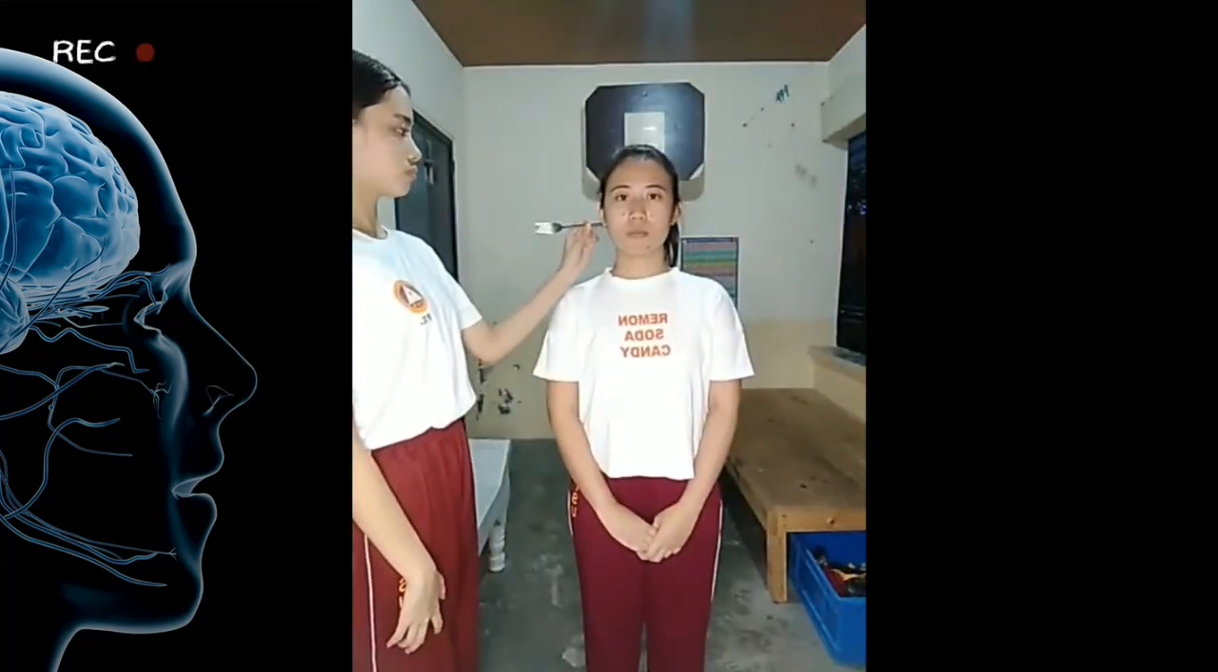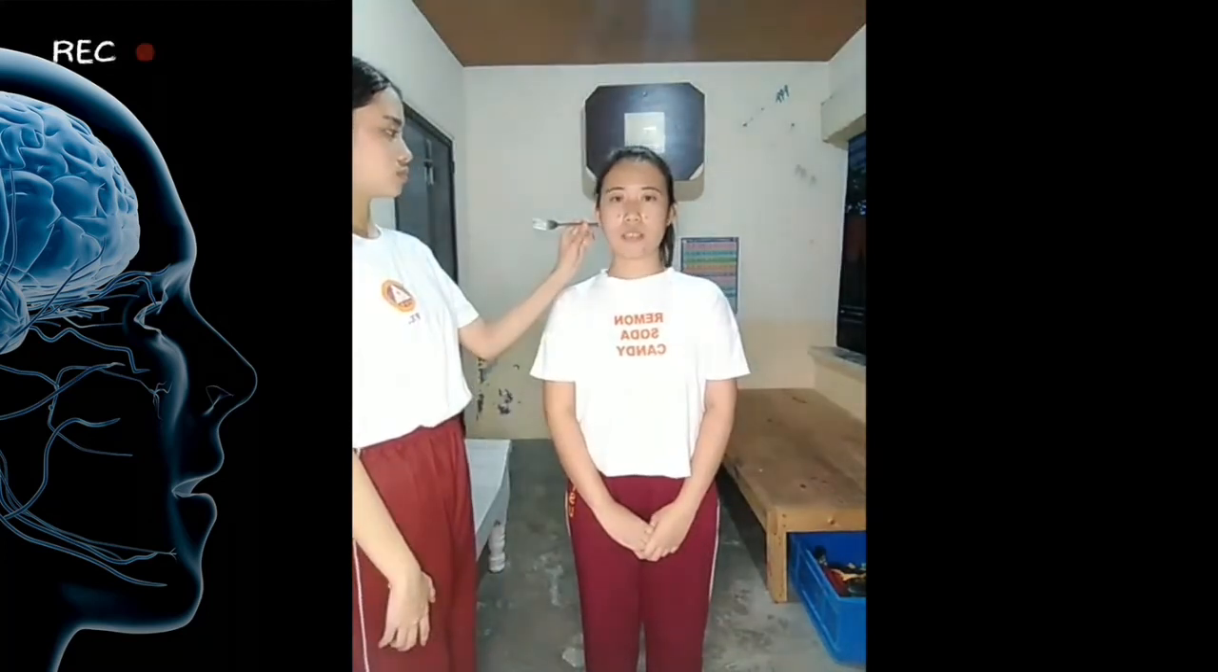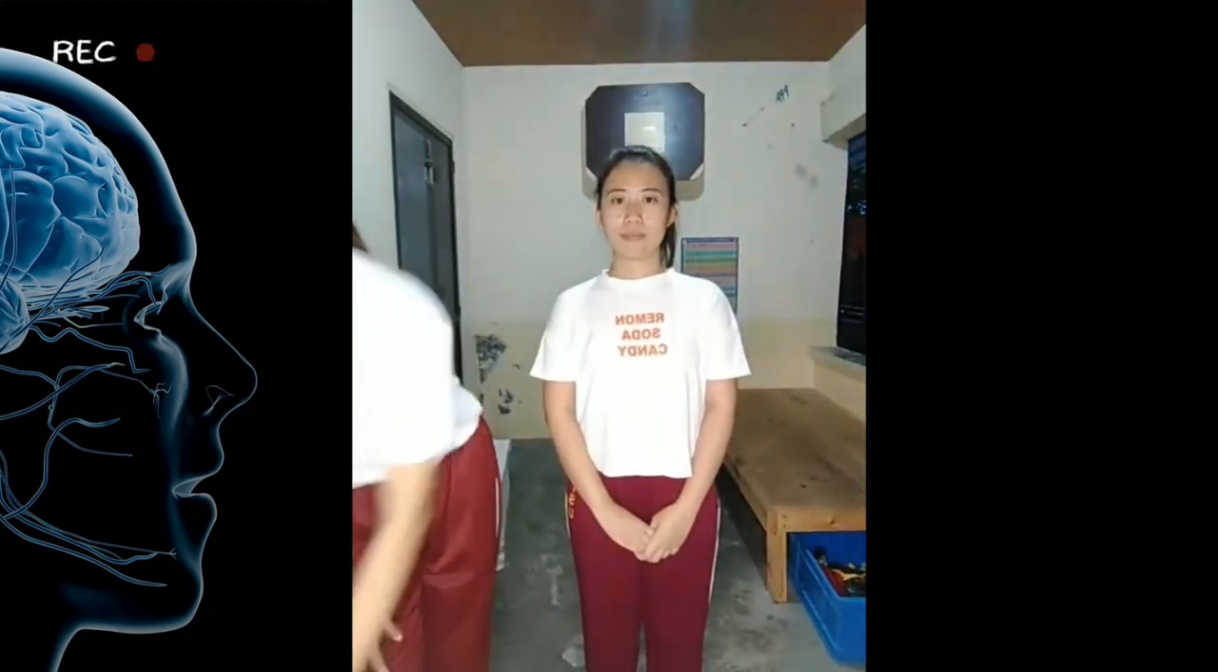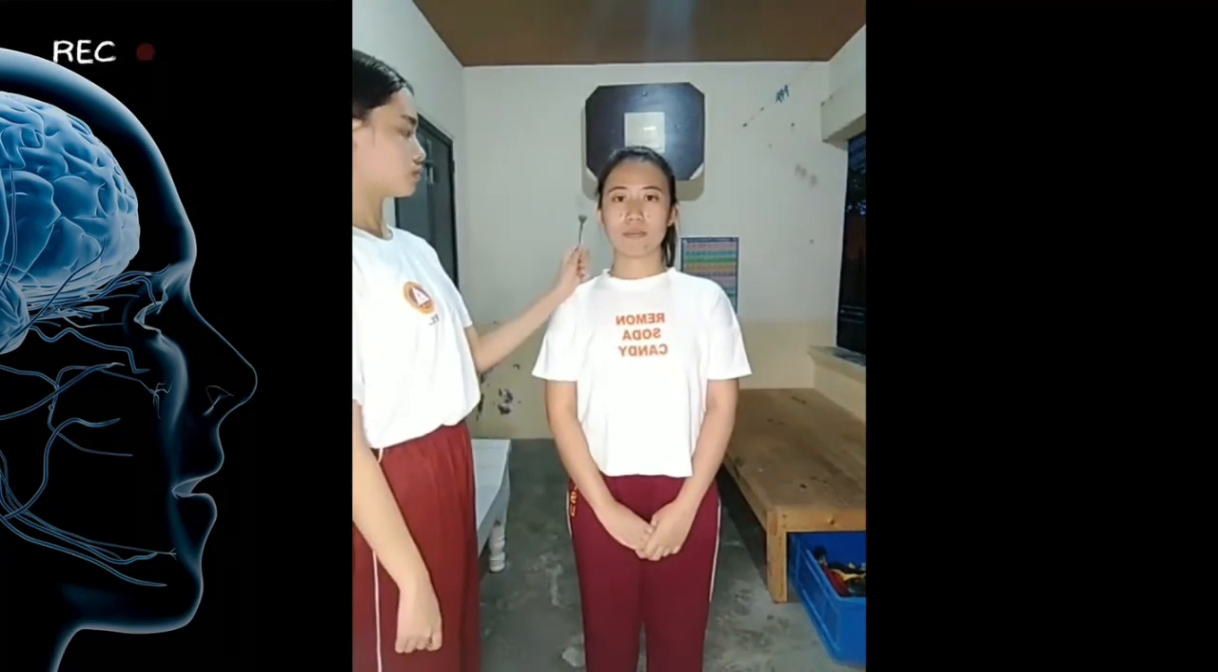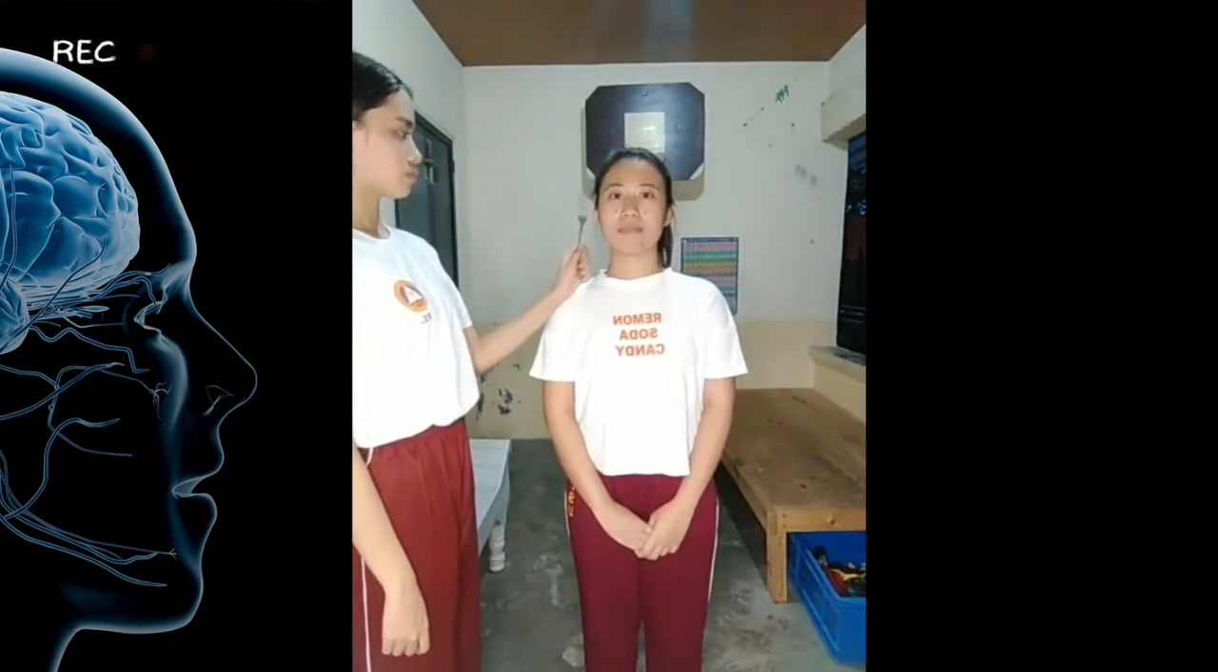For the Rinne test, place the base of a struck tuning fork on the mastoid bone behind the ear. Have the patient indicate when sound is no longer heard. Then move the fork, held at the base, beside the ear and ask if it is now audible.